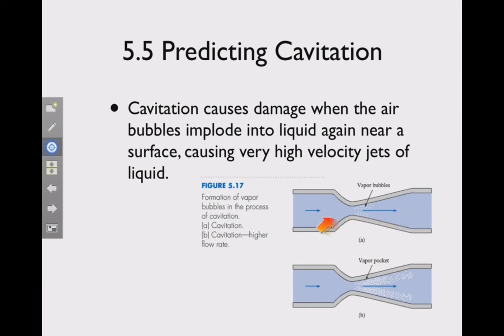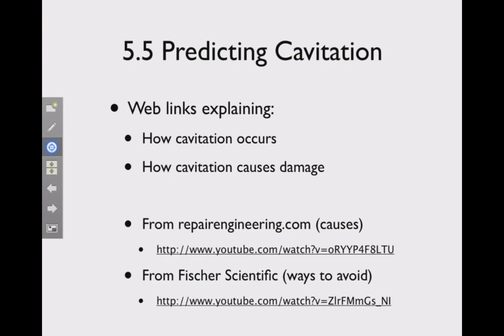So it's kind of a two-step process where the velocity comes in and it increases, the pressure decreases, the bubbles form, and then as they go back out here and the pressure rises again and the velocity slows down, these little vapor pockets basically implode into really high velocity jets, and they can pit the sides of whatever material you're containing the liquid in.